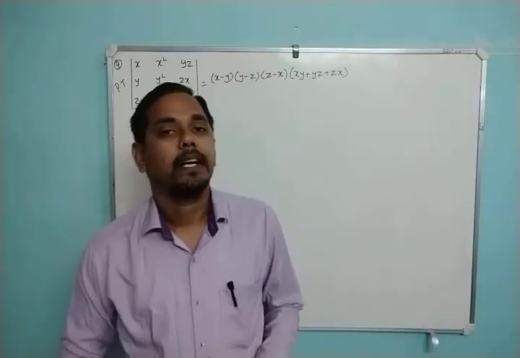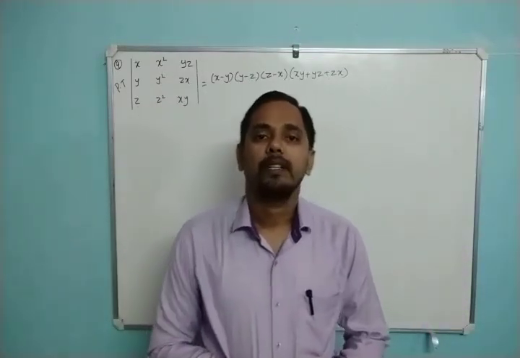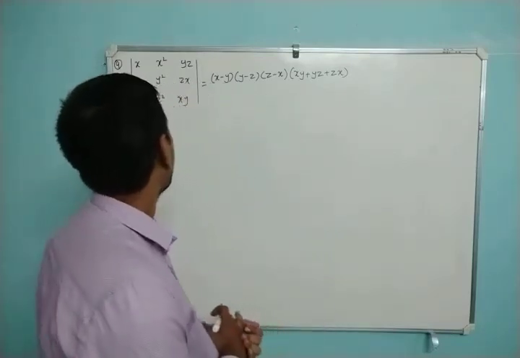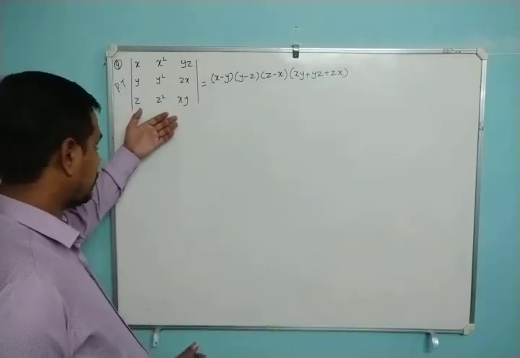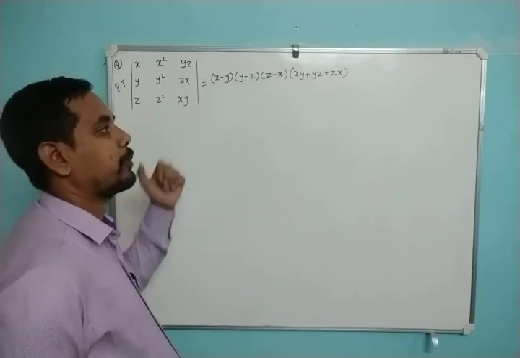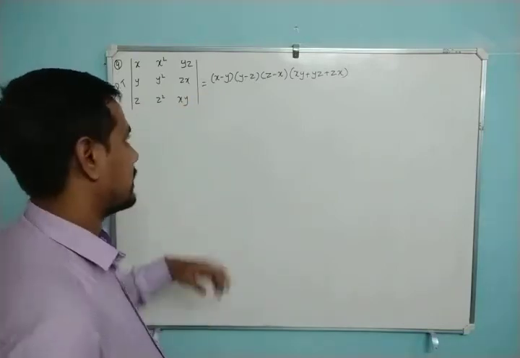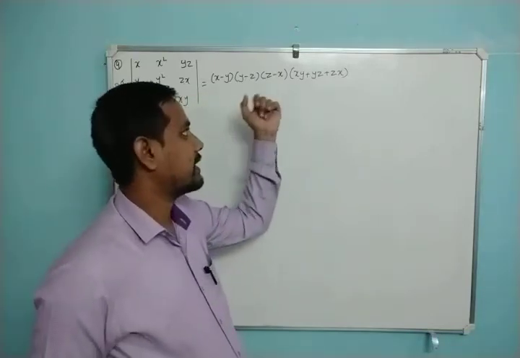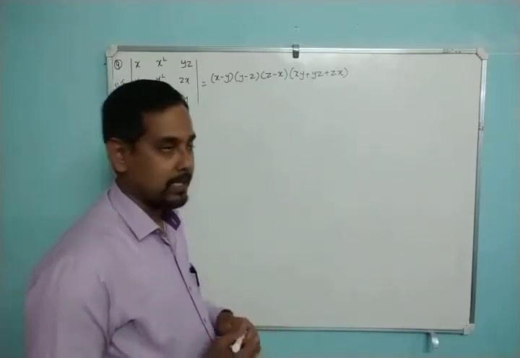So friends, I hope you have understood the previous problem. Let's proceed with the next one, that is the ninth one. Here there is a 3 cross 3 determinant which has to be proved equal to some value on the RHS, that is x minus y, y minus z, z minus x into xy plus yz plus zx.